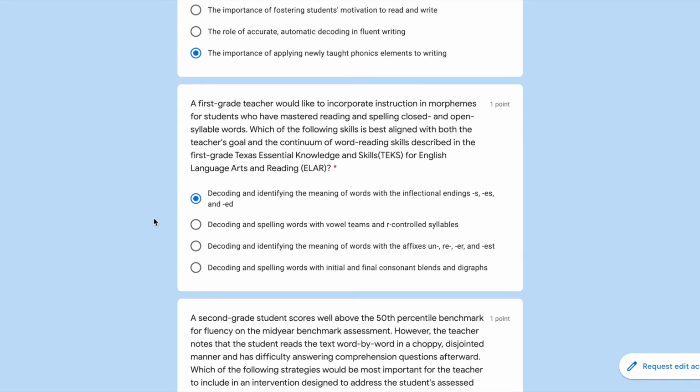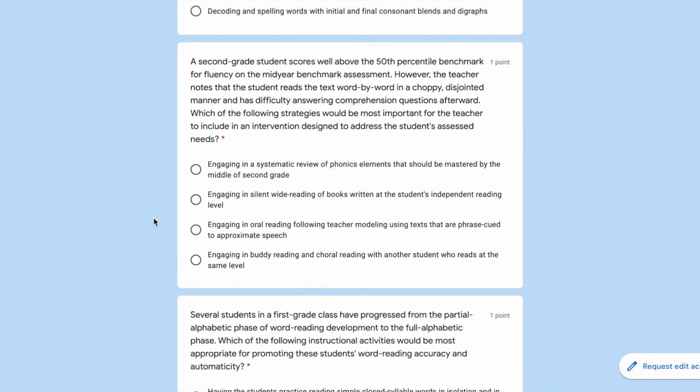Next, a second grade student scores well above the 50th percentile benchmark for fluency on the mid-year benchmark assessment. However, the teacher notes that the student reads the text word by word in a choppy, disjointed manner and has difficulty answering comprehension questions afterwards. Which of the following strategies would be most important for the teacher to include in an intervention designed to address the student's assessed needs?